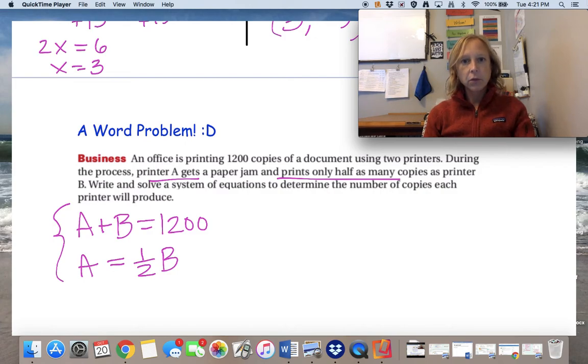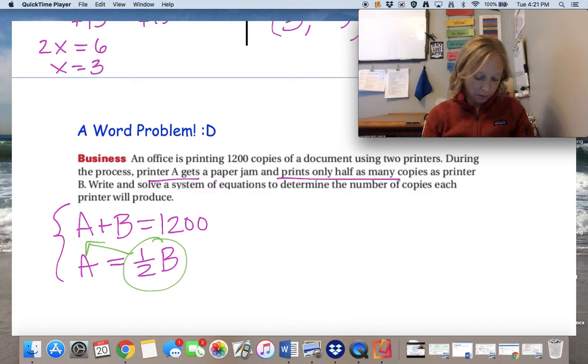What method do you think would be best, substitution or elimination? Are they stacked up with opposite coefficients, or does one start with x equals or y equals or a equals or b equals? Yeah, it's that second part. It starts with a equals. So I can just take this a and drop it right in, and we'll use substitution. That's the most efficient method for this problem.